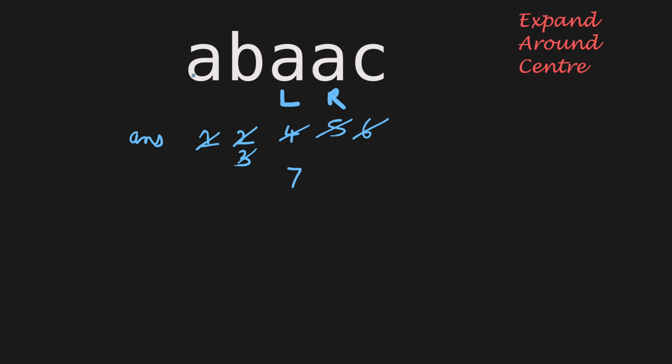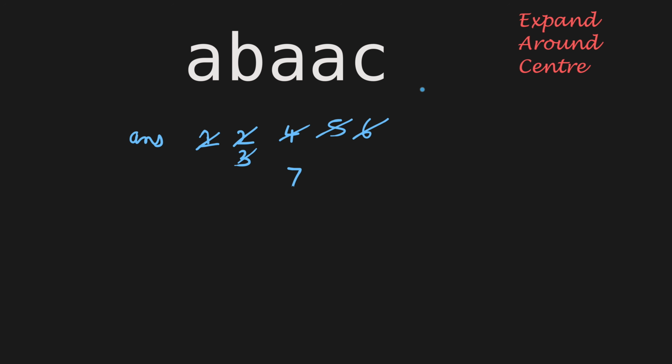So on the left, we see character B, and on the right, we see character C, which don't match. So the expansion stops, and we come to this A, which doesn't match the next C. So this cannot form the even length palindrome. And finally, for this C, it doesn't have any other character to match with. Hence, we are done and the total number of palindromes we encountered is 7.